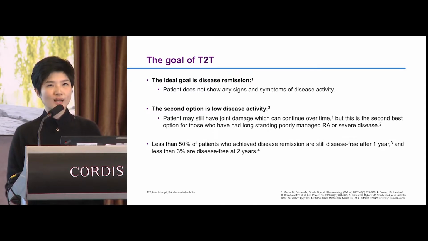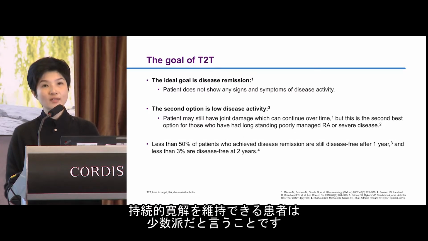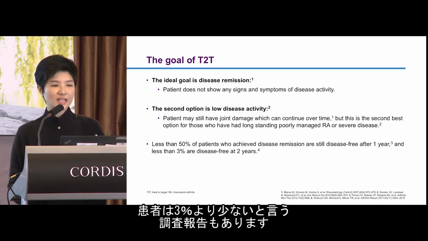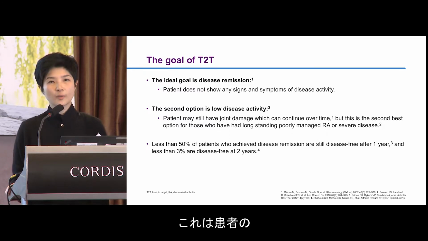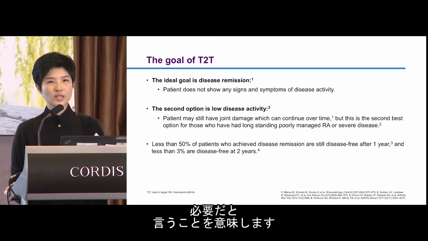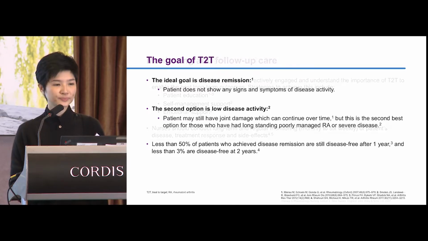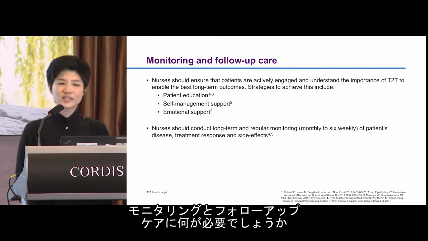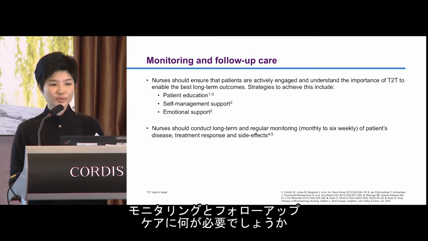So it shows just a minority of patients can maintain sustained remission. So in one study, less than 3% of the RA patients are disease-free at 2 years. So that means if we want a patient to maintain long-term disease remission, then we need to use the T2T management approach. So what is the role in monitoring and follow-up care?